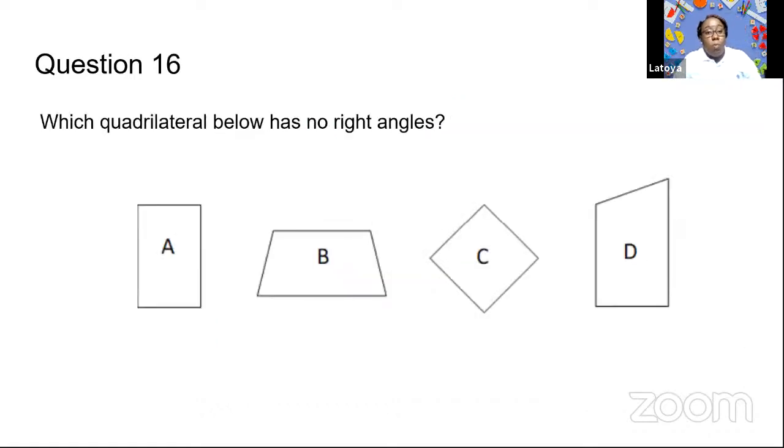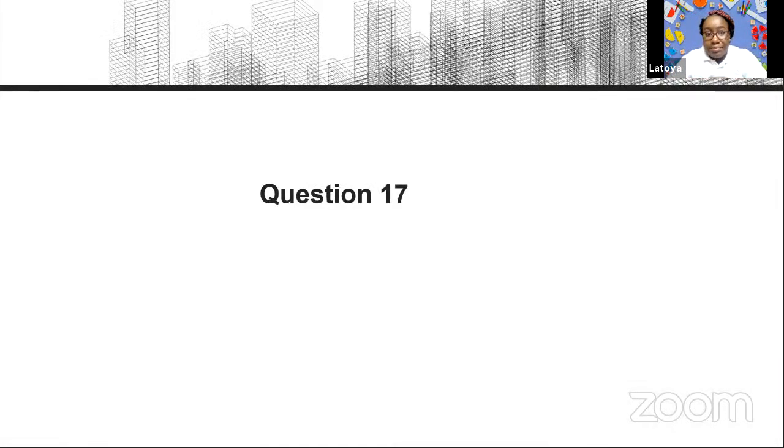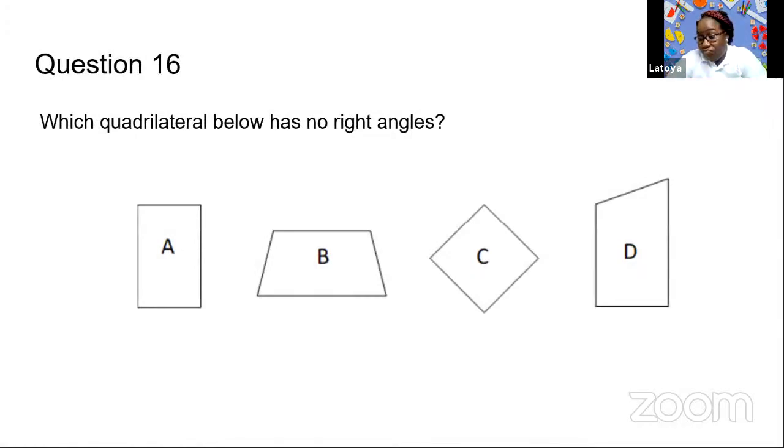Question number 16. Which quadrilateral below has no right angles? What are quadrilaterals? The question asks us which quadrilateral below has no right angles. What are quadrilaterals? Come on, we can do this. I'm cheering you all on.